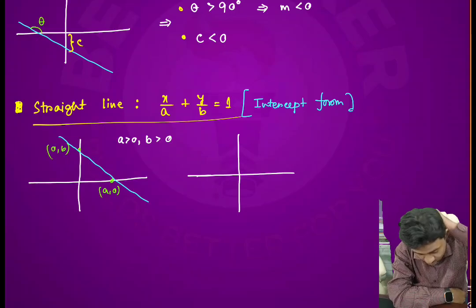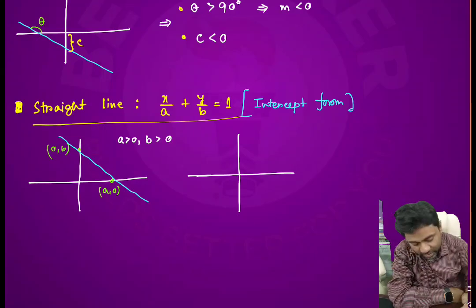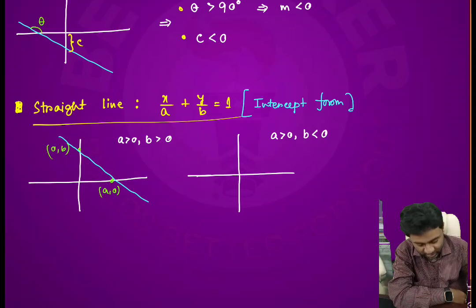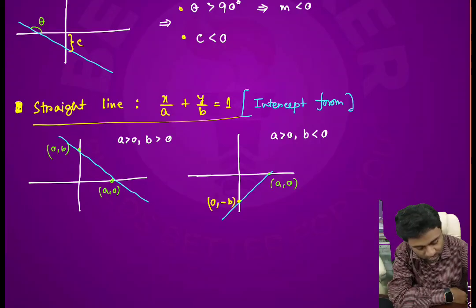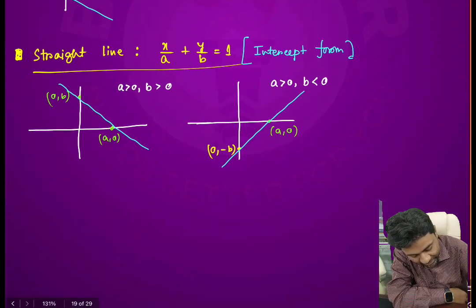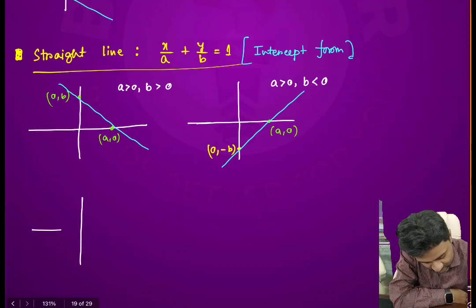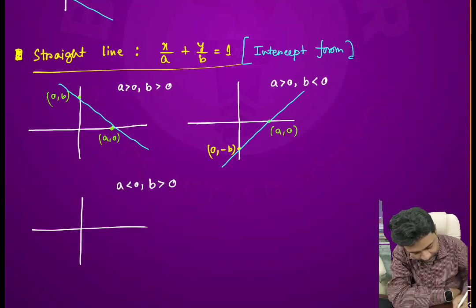Analyzing A and B, you can also determine how the other variations of this straight line may look. If A is greater than 0, but B is less than 0, then the graph will intercept the x-axis at a, 0 and the y-axis somewhere here, because B is negative, at 0, minus b. You join these two points. This will be the graph this time.